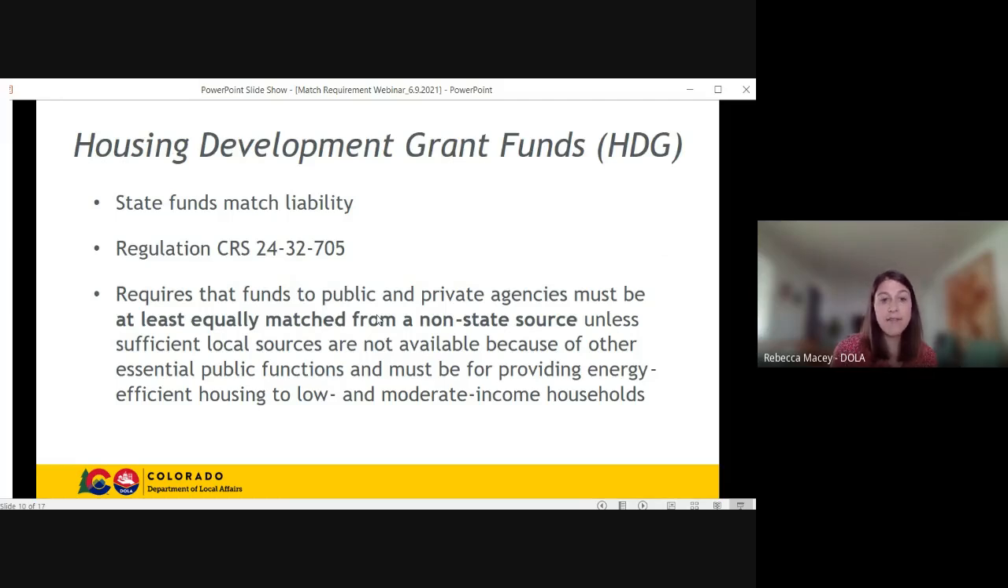And what's stated here is almost what it says in the regulation. It requires that funds to public and private agencies must be at least equally matched from a non-state source, unless sufficient local sources are not available because of other essential public functions, and must be for providing energy efficient housing to low and moderate income households. So the point here is that it's equally matched from a non-state source. So where HOME was a non-federal source, HDG match is a non-state source.